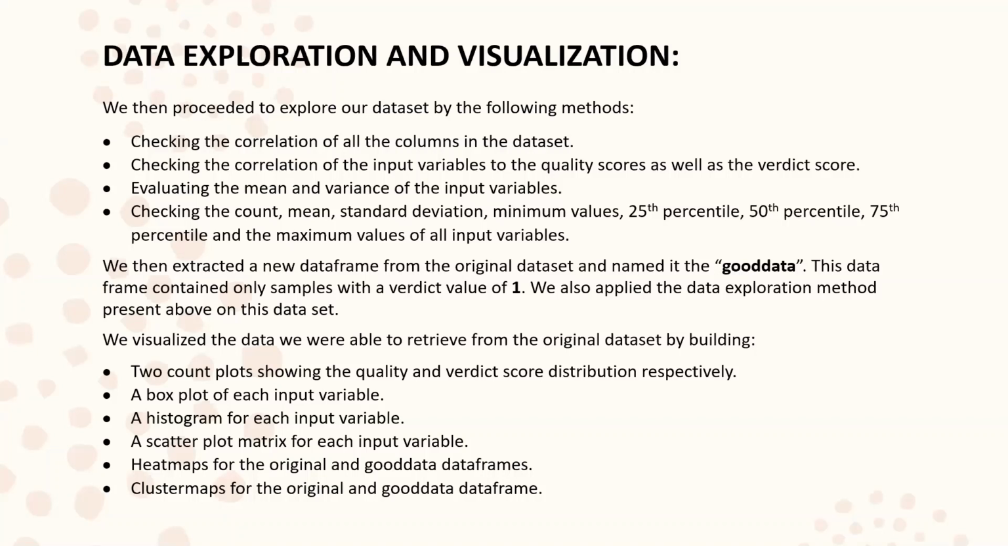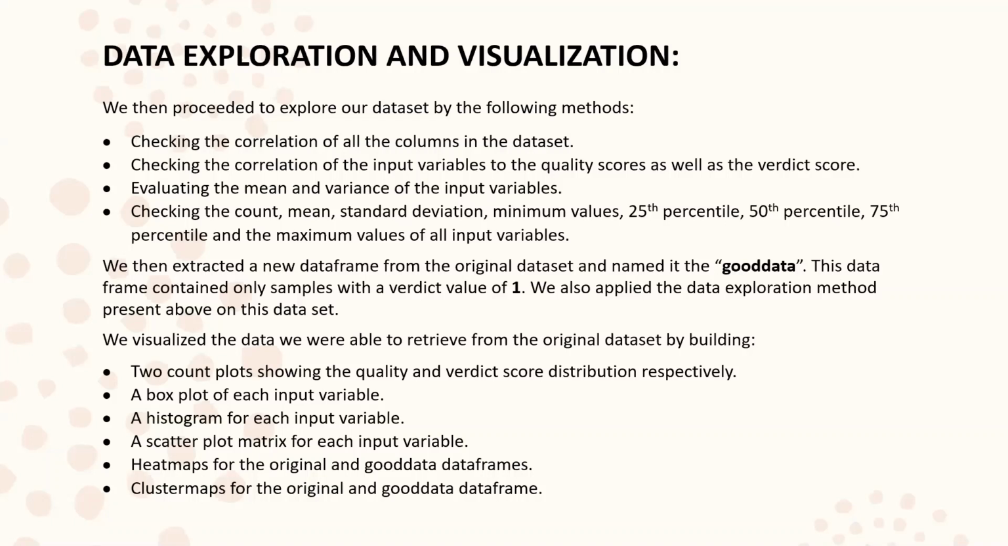What we also did was extract a new data frame from the original data set, which we named good data. That data frame contained just values with a verdict score of 1, which had quality scores of 7 and 8.